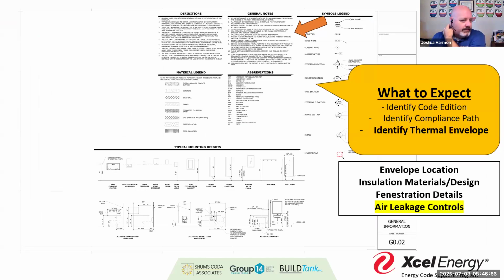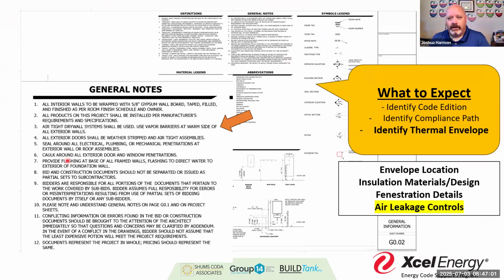Air leakage is another conversation we'll talk about in more detail. But again, we're going to want to have that information up front that says airtight drywall systems will be used and use air barriers at the warm side of all exterior walls, right? They're going to be weather stripped, airtight. Well, we have the assembly. Is there a testing mechanism that's going to be employed?